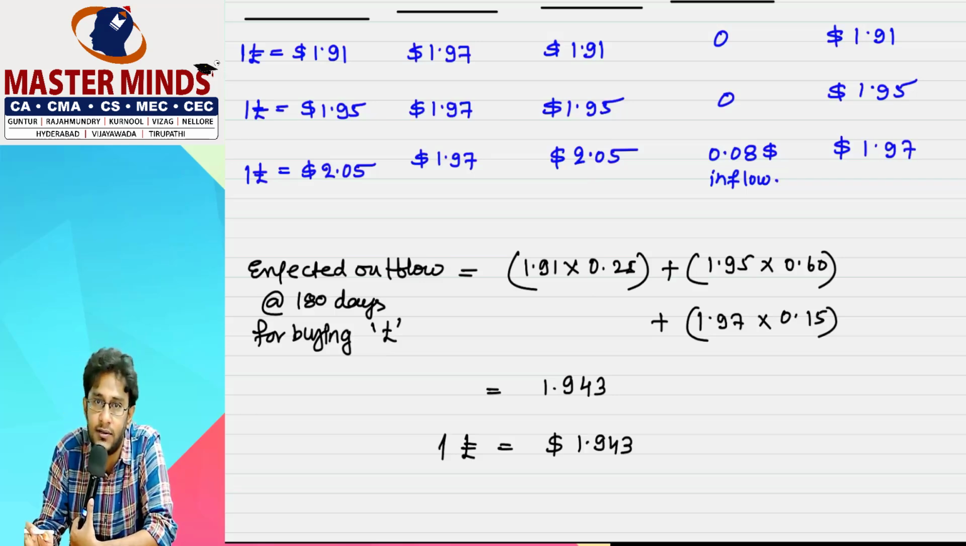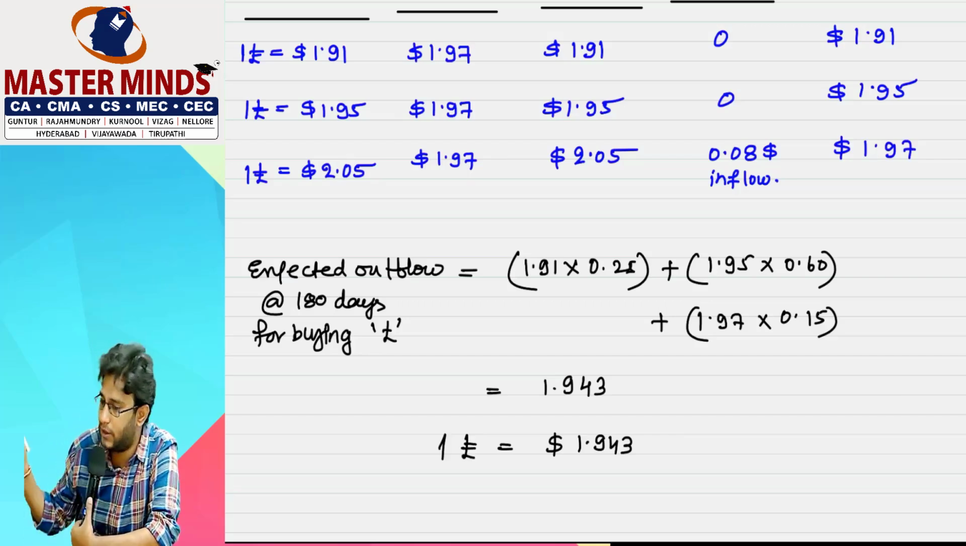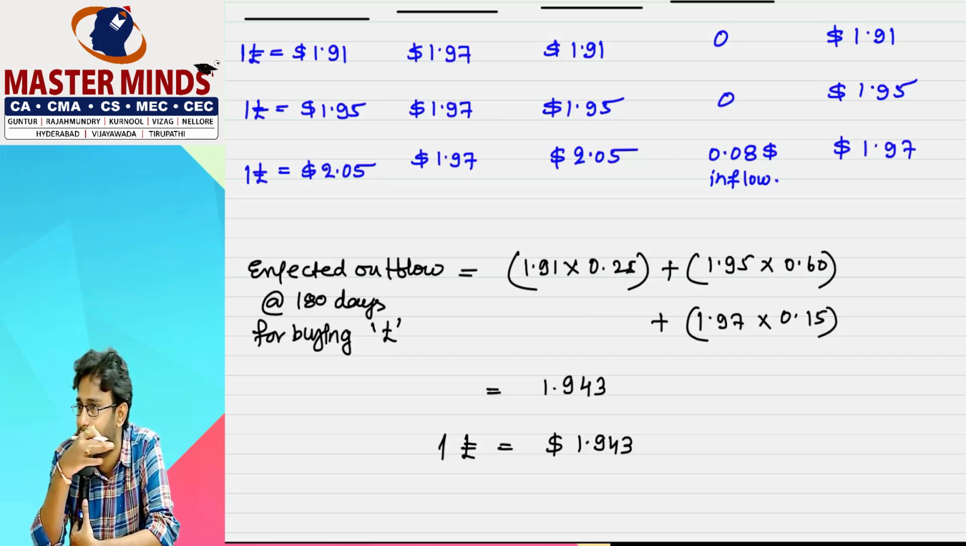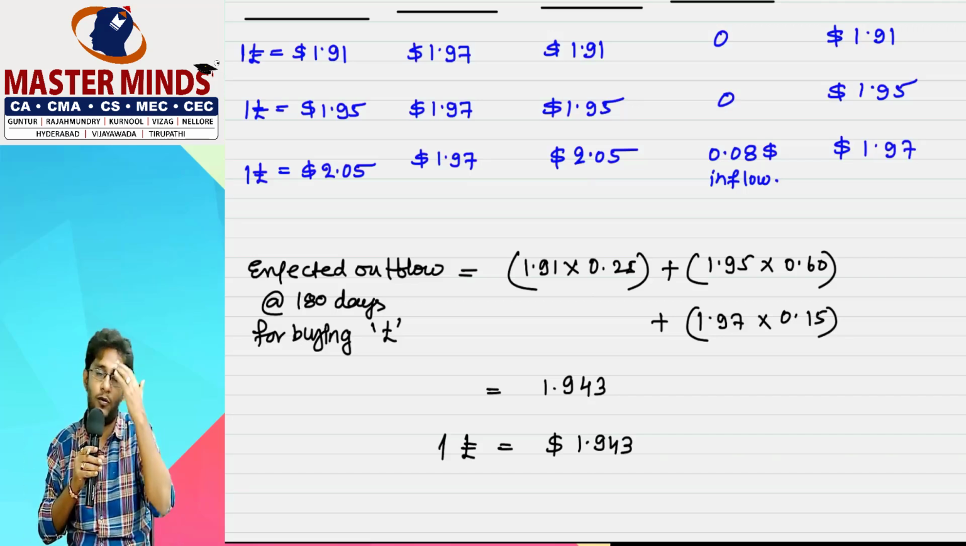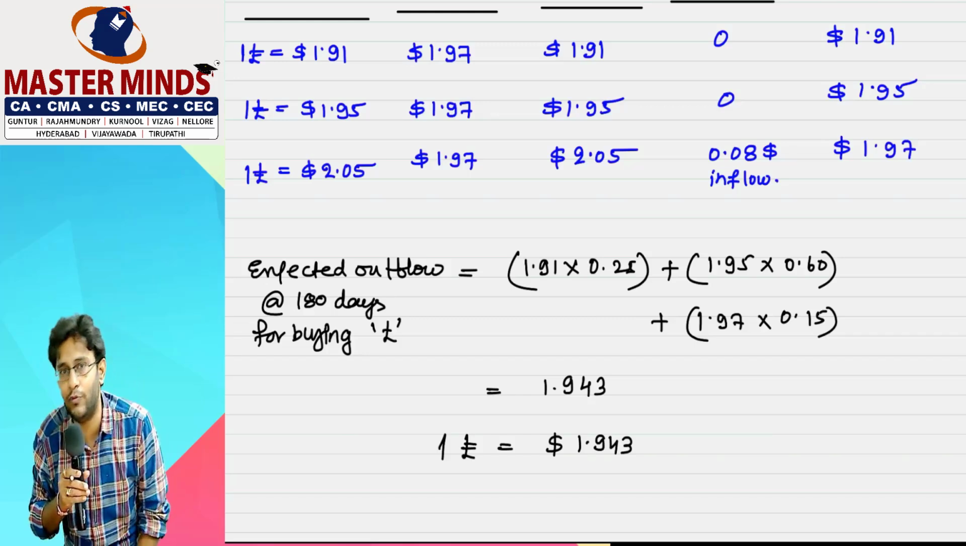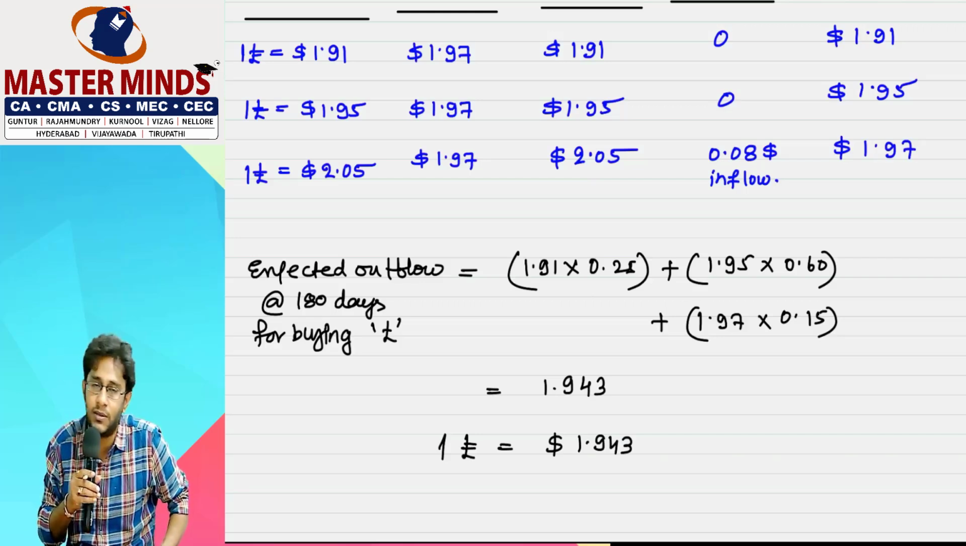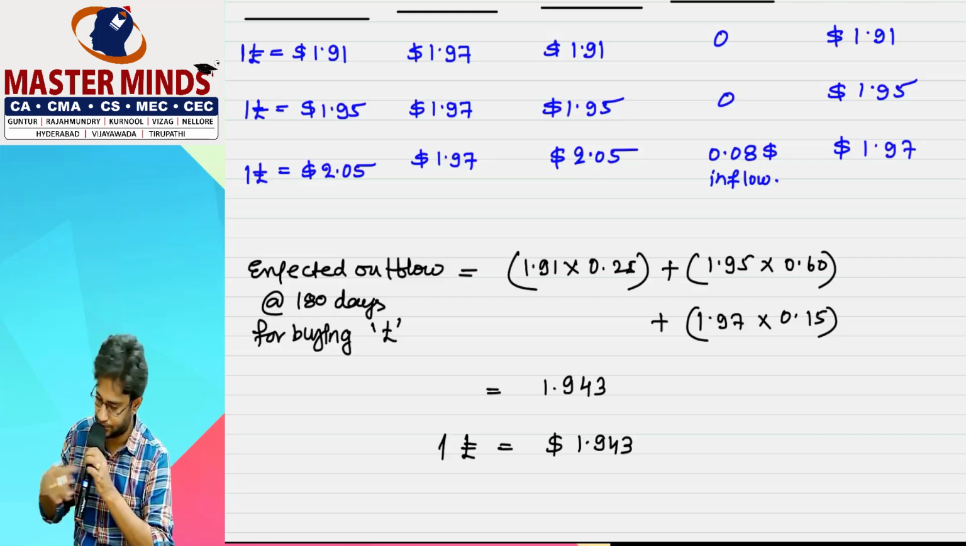Remember, averages are always used for analysis. In reality, the outflow will never become 1.943, 100% it will never become that. Why? Either the option will lapse or the option will be exercised. If the option lapses, your outflow will be equal to the spot rate. If the option is exercised, your outflow will be equal to the strike price. This will never be your real outflow. But for decision making, we should never use the lower number or the higher number. We have to use only an average number. This average number we also call the expected value in statistics. Hence this.